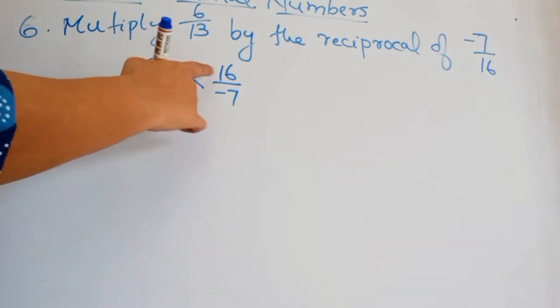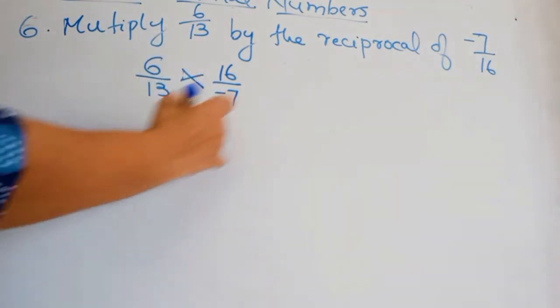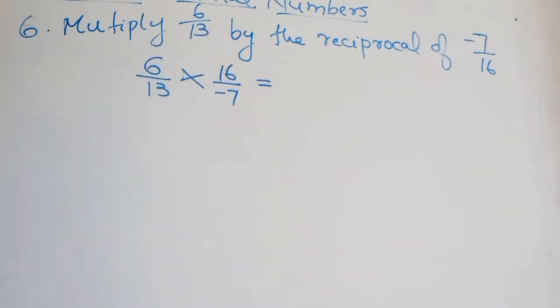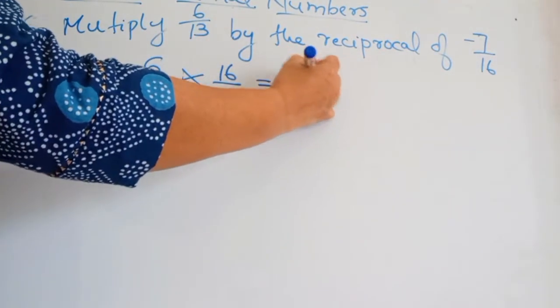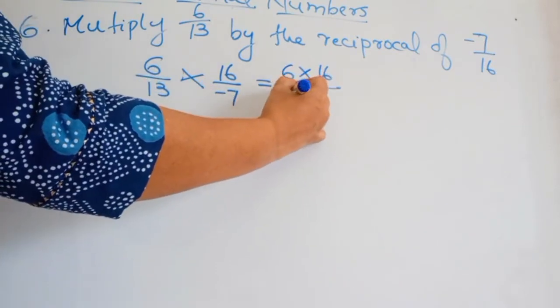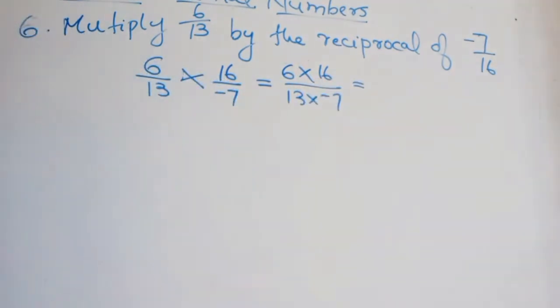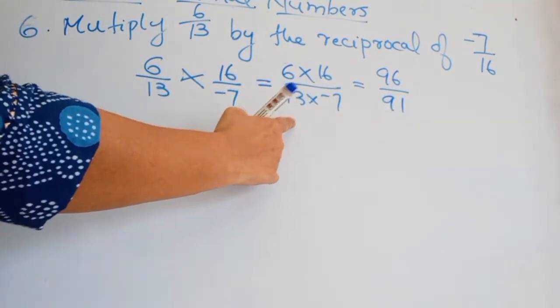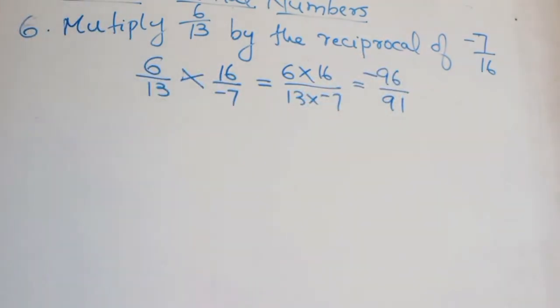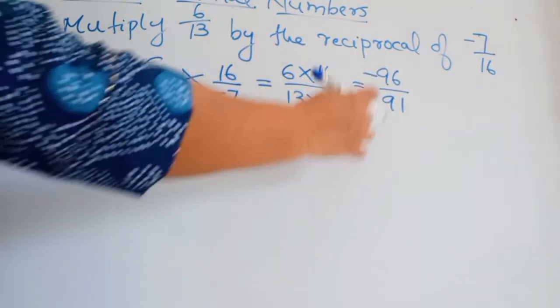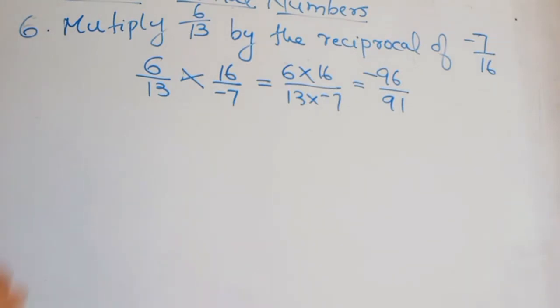So here we need to multiply. Cancellation is not possible, so we need to multiply the numerators and multiply the denominators. 16 into 6 is 96, and 13 into 7, we know it is 91. But here there is a minus sign. This minus sign we can put with 96. So it is minus 96 by 91.